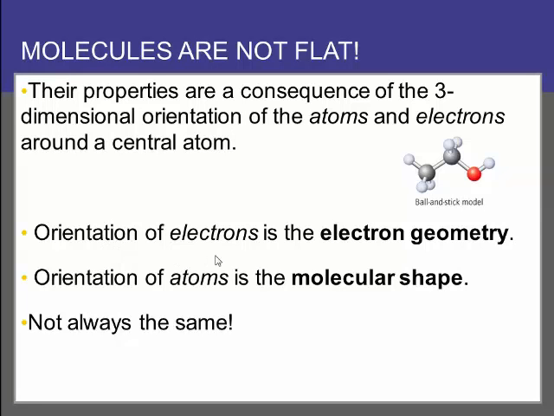And so when we talk about the orientation of electrons around the central atom, it's called the electron geometry. The orientation of atoms around the central atom is called the molecular shape. And these are not always the same, so they can be different.